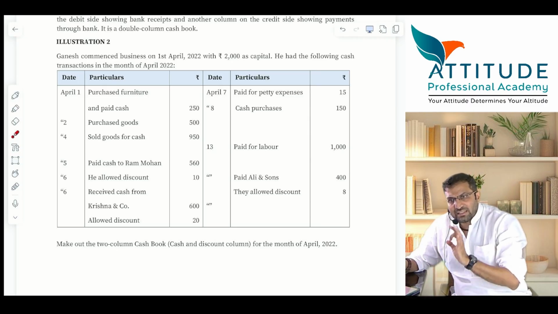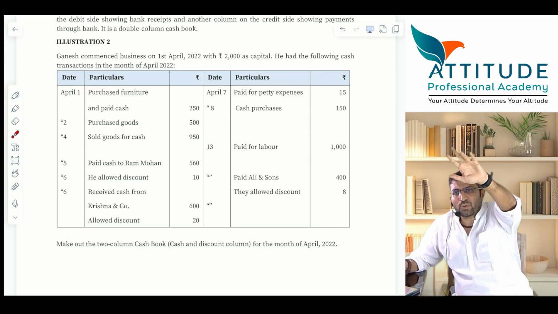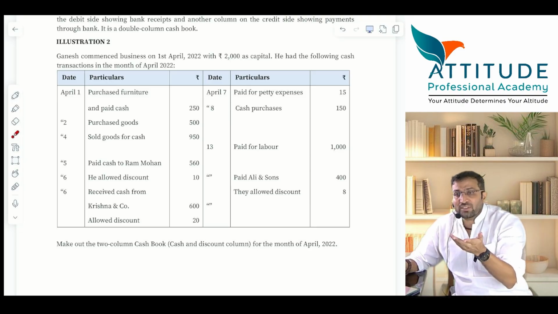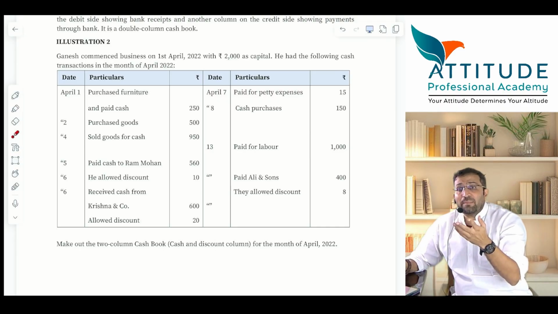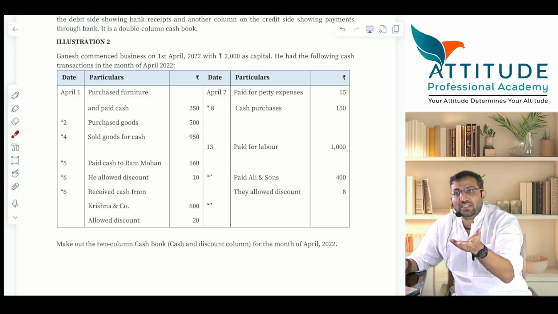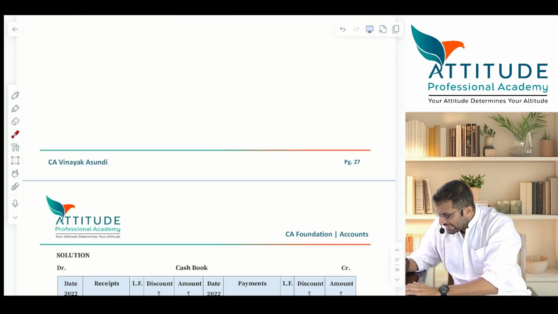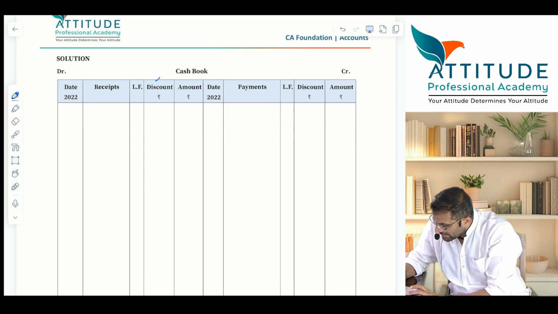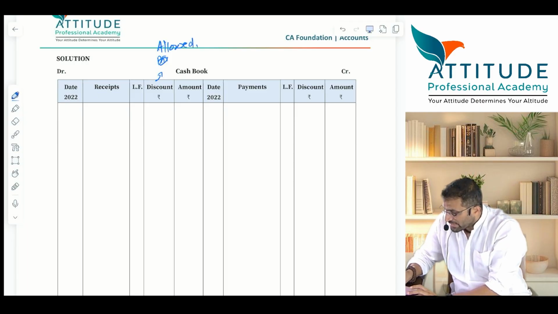There is. Right. Now I'll ask you a question. Please answer this. When you receive cash, will you receive the discount or do you have to allow the discount? I am asking you a question. Please answer it. When you receive cash from your customer, will you receive the discount or will you have to allow the discount? So on the receipt side, this discount is discount allowed. Because when you receive cash, you allow the discount.